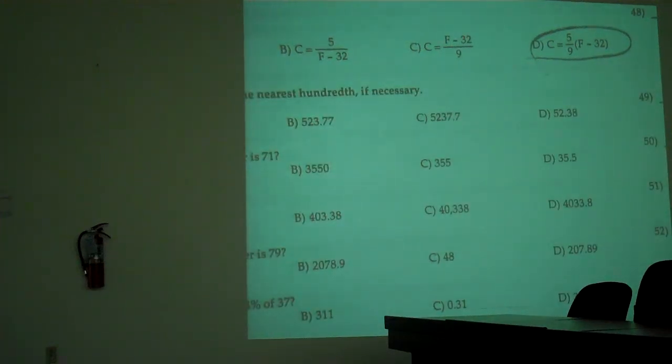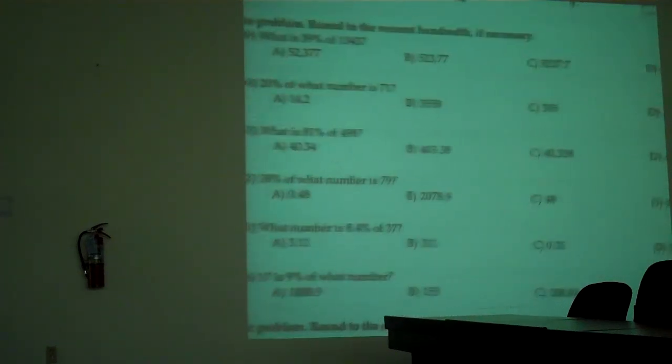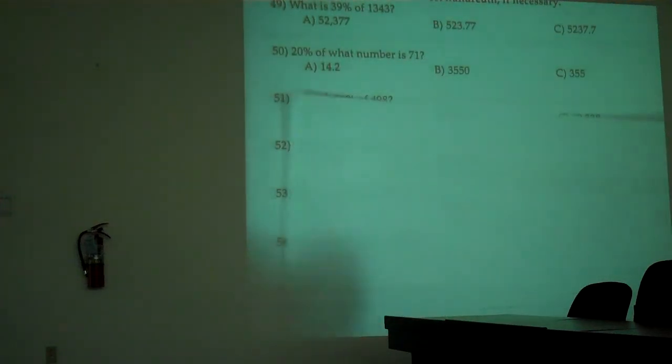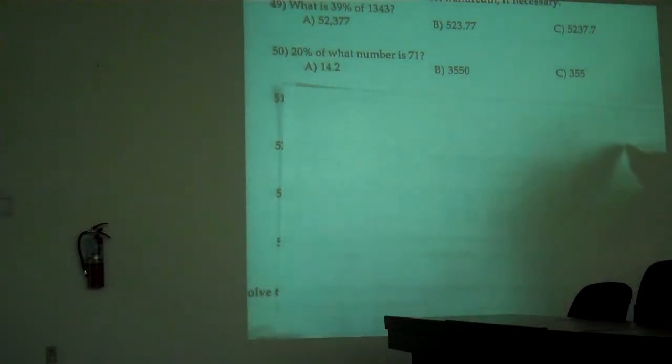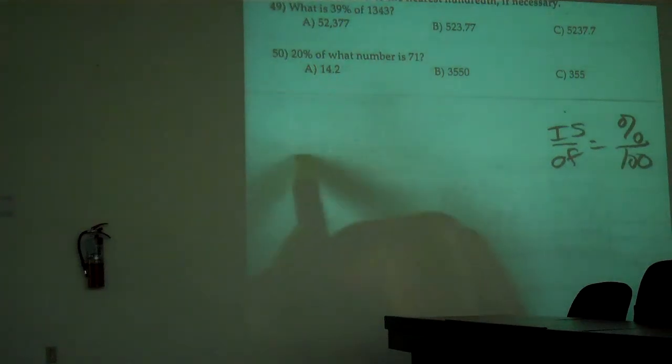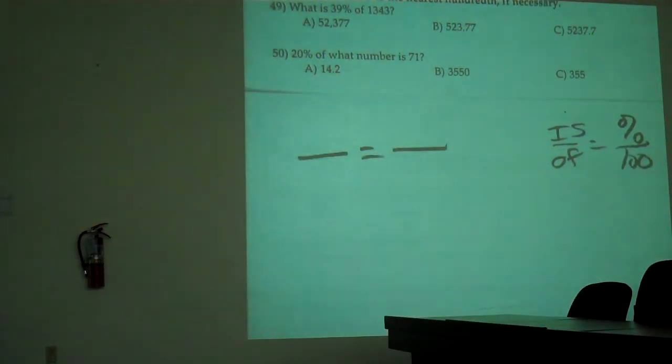Okay. How about some percentage problems? If you use the is over of, you can do it the other way that it said in the book, but this is over of, you could do it the same way every time. Is over of equals percent over 100. Okay? So set up a proportion and just fill in the blanks.